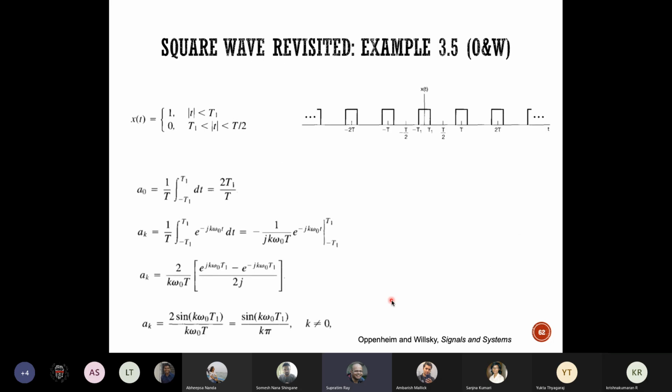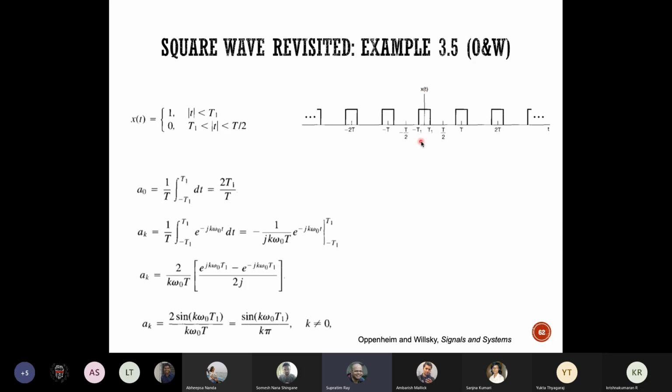Okay, so let's look at this using an example that we have done previously. Suppose x(t) is 1 over the interval between minus T1 and T1, and it's 0 between T1 and T/2, after which it repeats. So it's a periodic signal. For a periodic signal, I can compute the Fourier series. This is a continuous periodic signal.